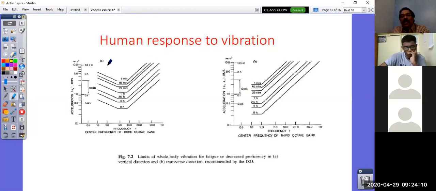So it's a fit of the data. So this exposure time here is how long the subject is under the vibration bench or vibration test. Is that clear, Srisha? Okay, sir.